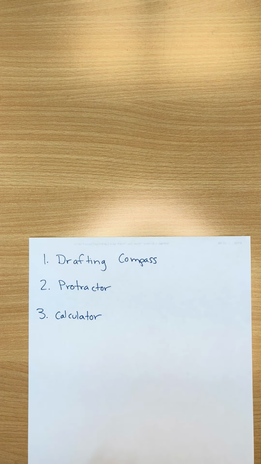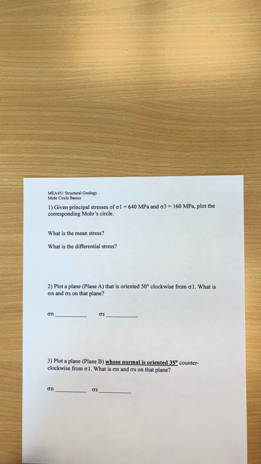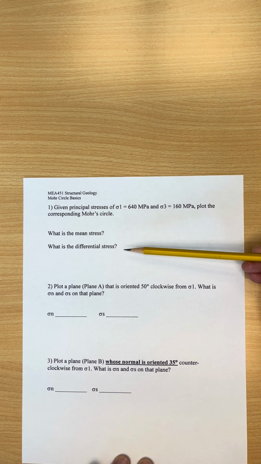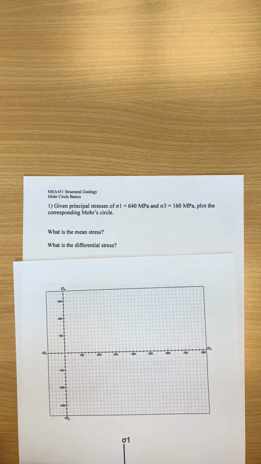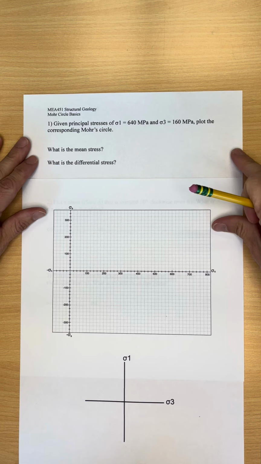The problem that we're going to do is here. Given principal stresses of sigma 1 equals 640 megapascals and sigma 3 equals 160 megapascals, plot the corresponding Mohr circle. And as part of this, we will determine what is the mean stress and what is the differential stress. So here's my graphing paper that I will use, and I'm going to leave the problem shown up there.